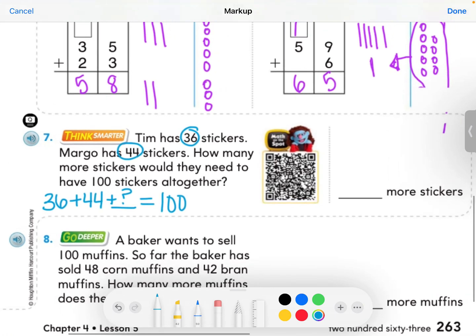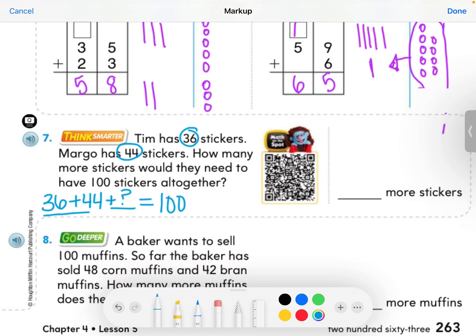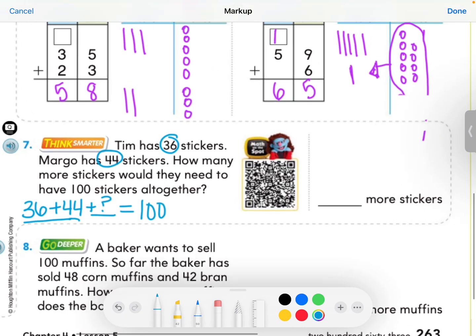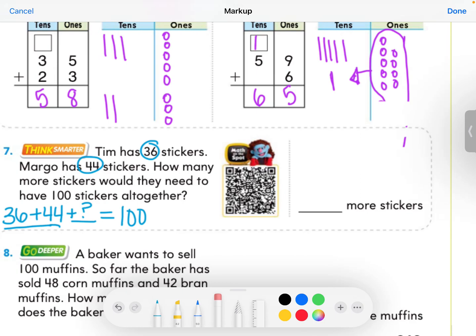So the first thing that I can do, though, is I can solve this beginning part of my addition sentence. I can solve 36 plus 44. And you can choose how you want to solve 36 plus 44. I'm going to choose to solve it the way that we've learned today. So I'm going to write my math sentence up and down. I have 36 and 44. And please notice that when I write this math sentence, I have my 10s right on top of each other and my 1s right on top of each other.